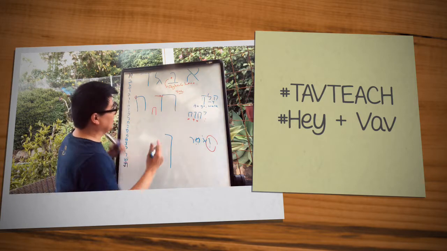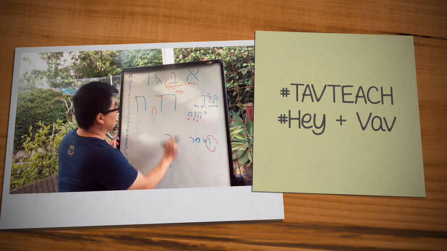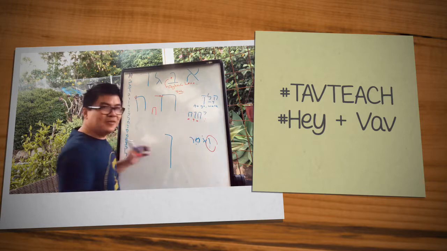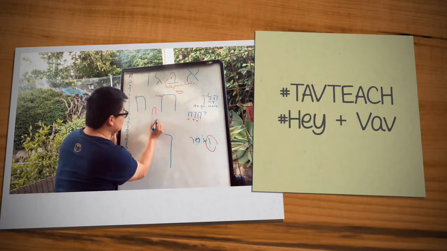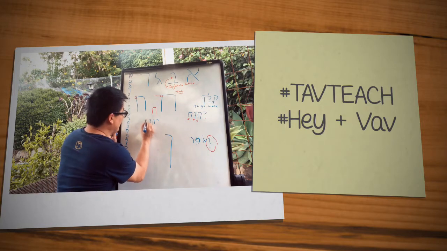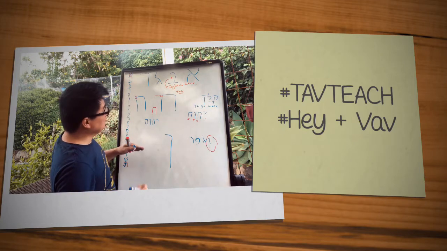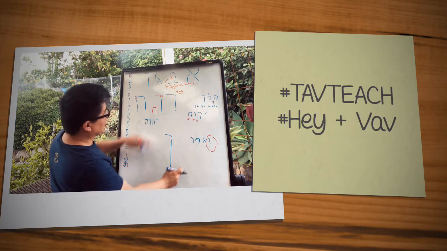If you look at it, Vav and Hey. Hey, you learned 2 alphabets today. Yud, Hey, Vav, Hey. God's name has 2 alphabets that are in our lesson today.